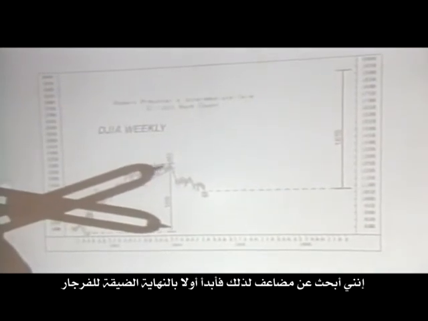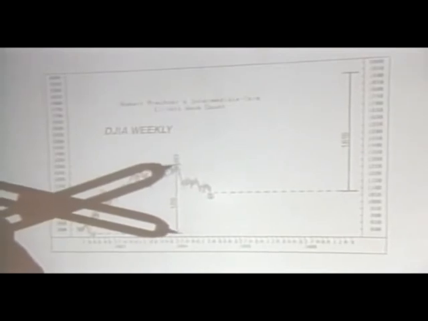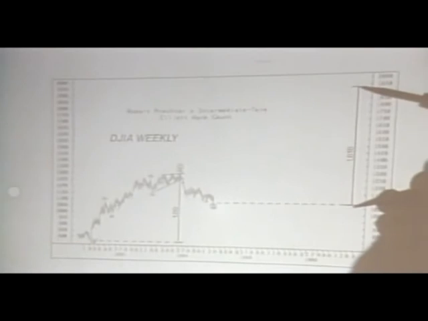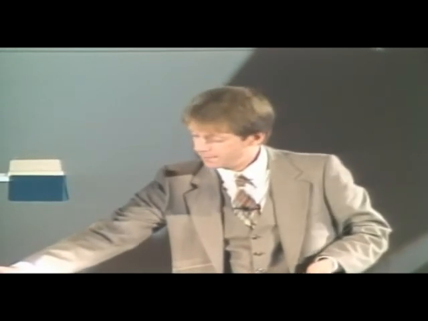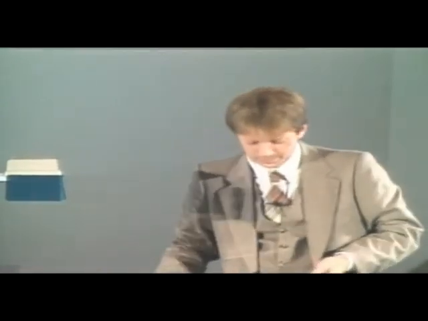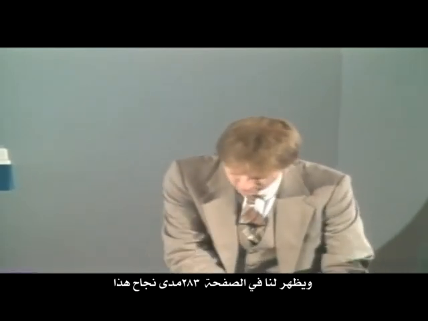So first, I start with the narrow end of the compass and measure the length of primary wave 1. I then flip the compass, and all I need to do is add that length to the bottom of primary wave 2 to achieve an estimated target for the peak of primary wave 3. Page 283 shows how that worked out.